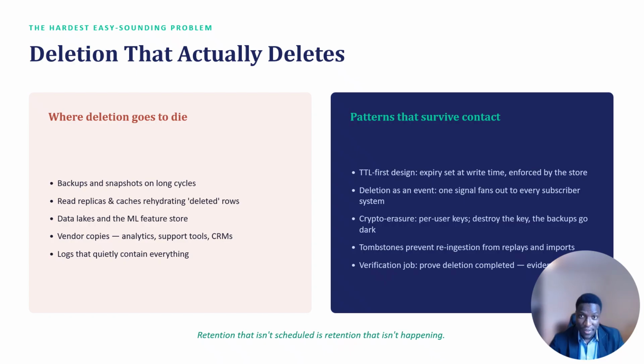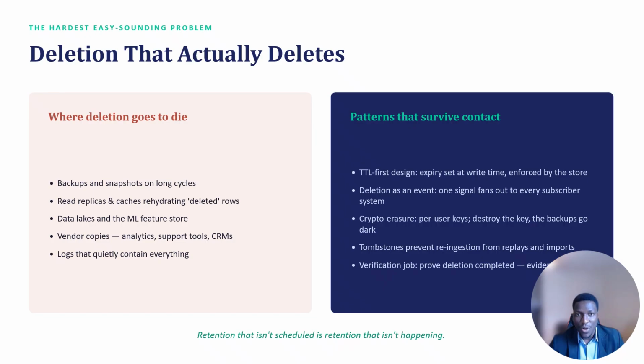Deletion sounds trivial and is anything but. This is where I've seen the most confident teams humbled. The left column on the slide is where deletion goes to die. Backups and long cycles, read replicas and caches that rehydrate deleted rows. The data lake and ML feature store nobody's deletion script knows about. Vendor copies in analytics, support and CRM tools, and logs that quietly contain everything.